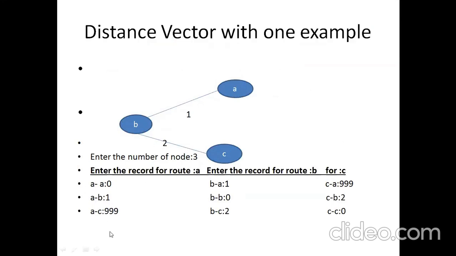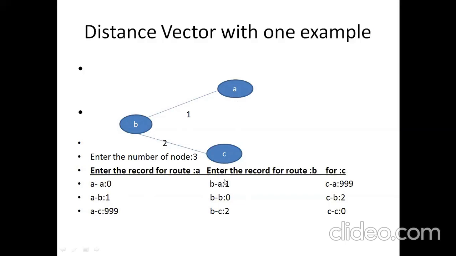So this is nothing but the table which we have seen earlier. A to A, there is no path, so it is 0. A to B, it is 1. A to C also, there is no direct connection, so infinity. Here, for infinity, we have just used 999. That will indicate infinity.